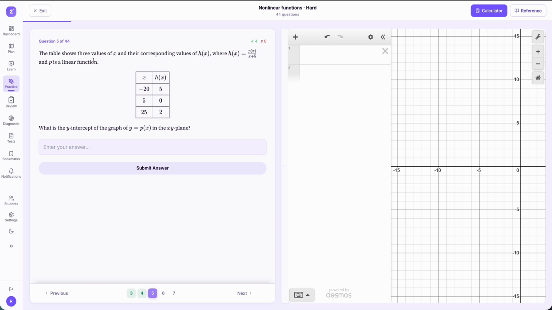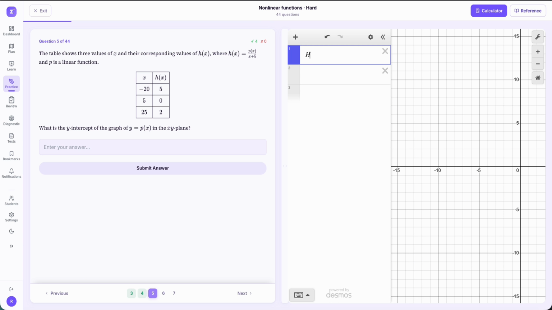Okay, next one. The table shows the 3 values of x and their corresponding values of h of x, where h of x equals px over x plus 5, and p is a linear function. What is the y-intercept of the graph of y equals p of x? Okay, wow. This is a tough one.